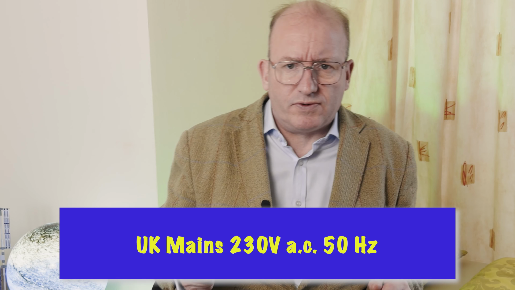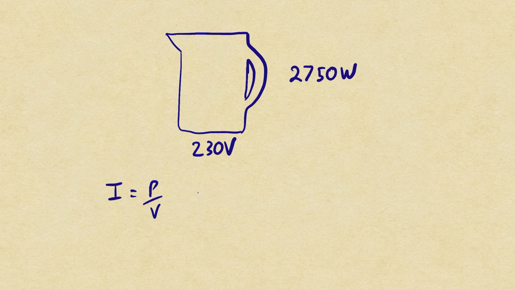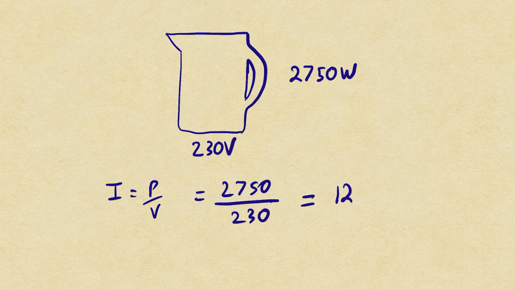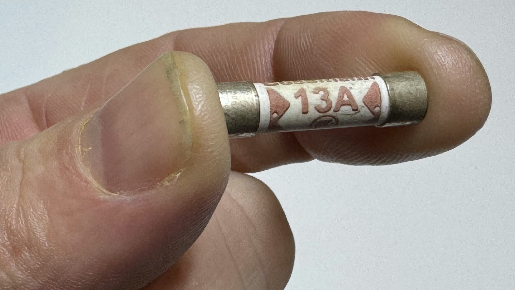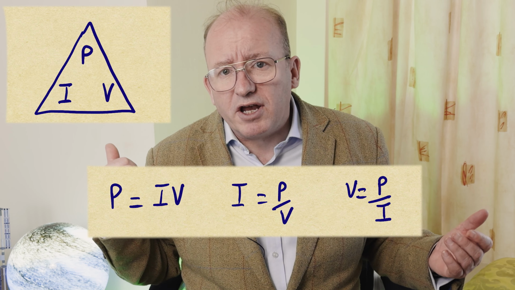In the UK, our main supply is around about 230 volts, which is more or less the same as the rest of Europe. In the US, it's about 110 volts. To work out the current, we would do the power divided by the voltage. So that would be 2,750 watts divided by 230 volts, and that would give us around about 12 amps. If you look inside the plug for that kettle, you'll see there's a 13 amp fuse, which is just right for that appliance. So here's the equation in its three forms, and here's also a triangle if you find that useful.